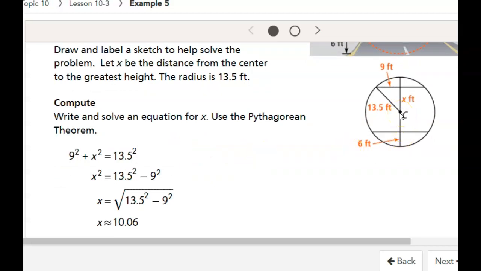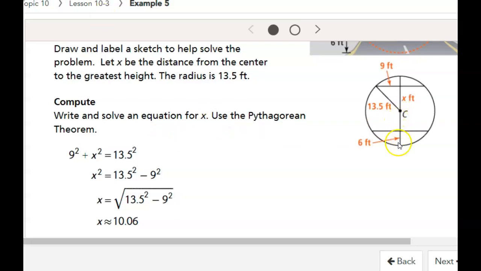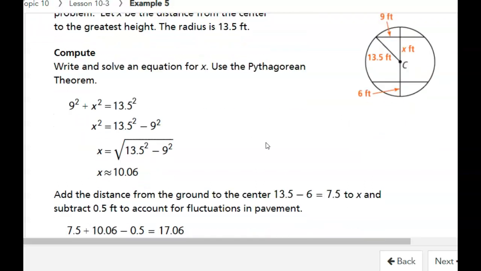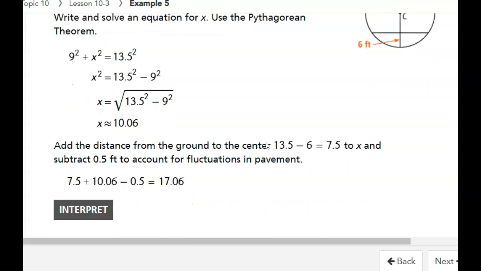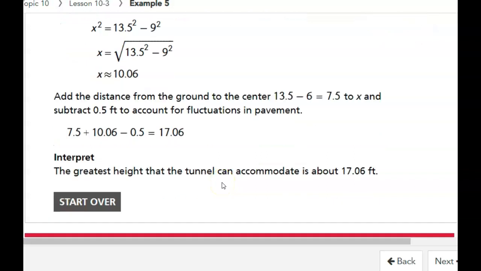And then we know that this is 13.5. And here, this is 13.5, so if we subtract 6 from that, we get 7.5 plus the 10.06 here. And then we need to subtract 0.5 feet for the pavement fluctuations, based on when the pavement's hot or cold, it may fluctuate. And so add those two together, subtract the 0.5 for fluctuations, and so the greatest height that the tunnel can accommodate for trucks is 17.06 feet.